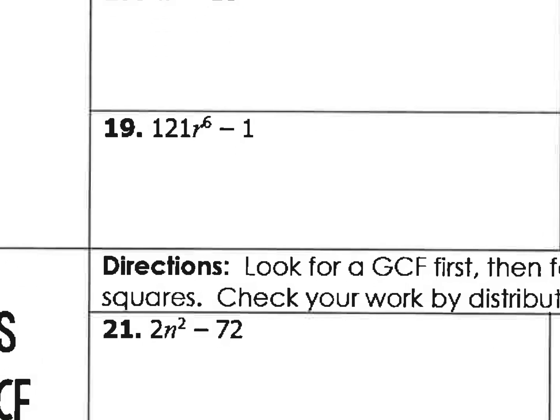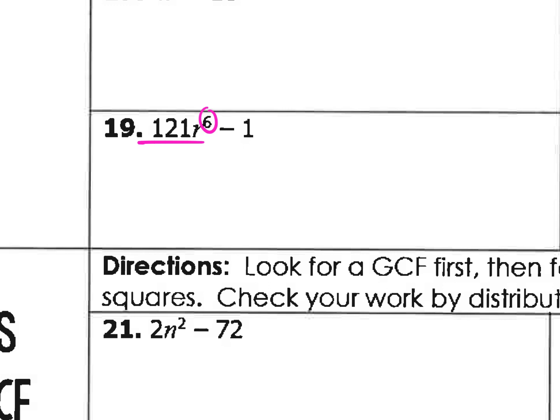Okay, look at number 19, because now your exponent is different. Now it's something r to the 6th. So here's what you have to watch for. This is what I was just saying. If your exponent is divisible by 2, you can take the square root of it, okay? When you take the square root, you divide it by 2. So if I said 121 r to the 6th, is that a perfect square?